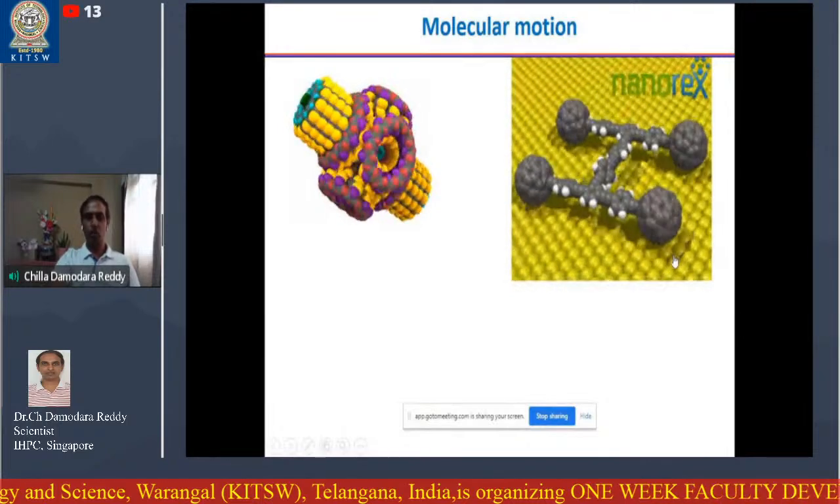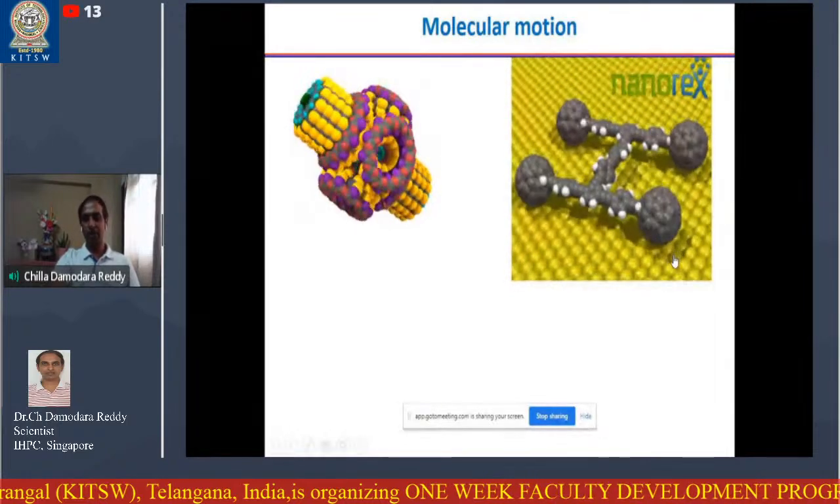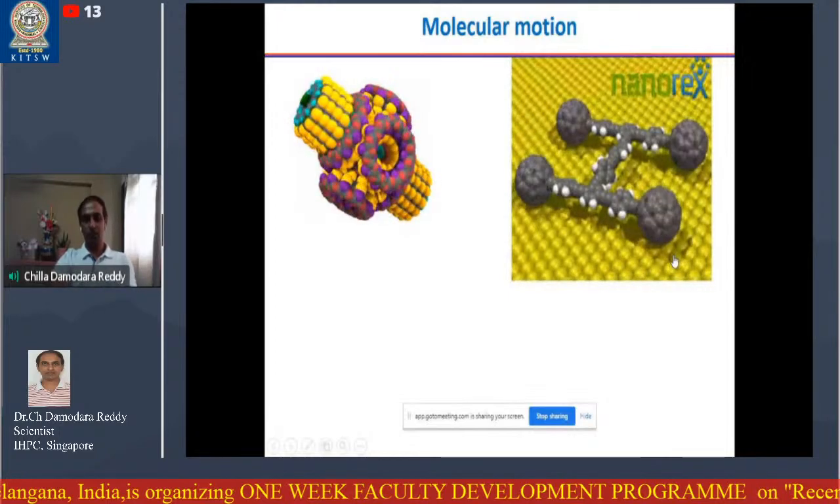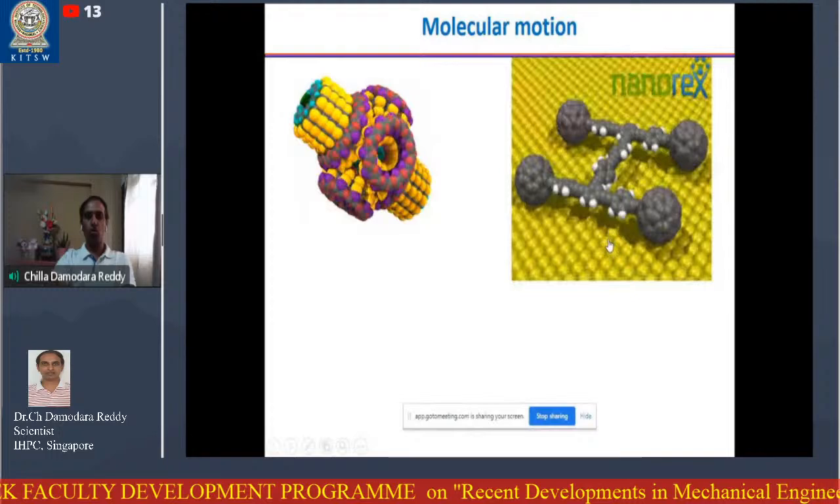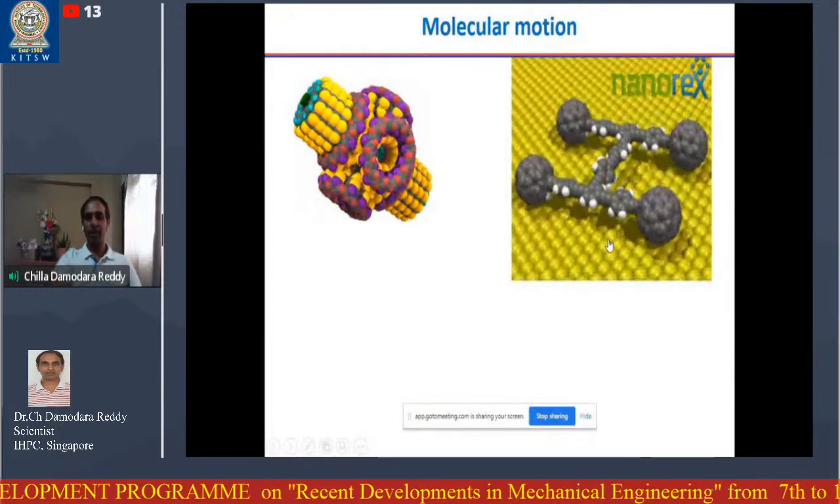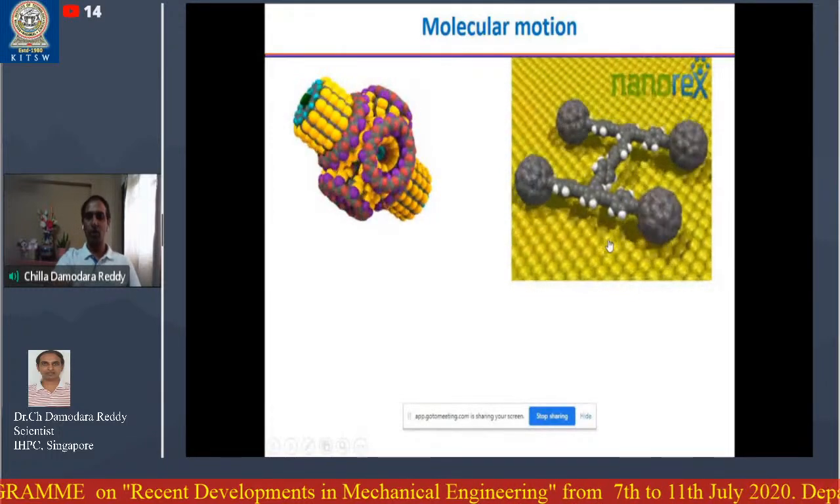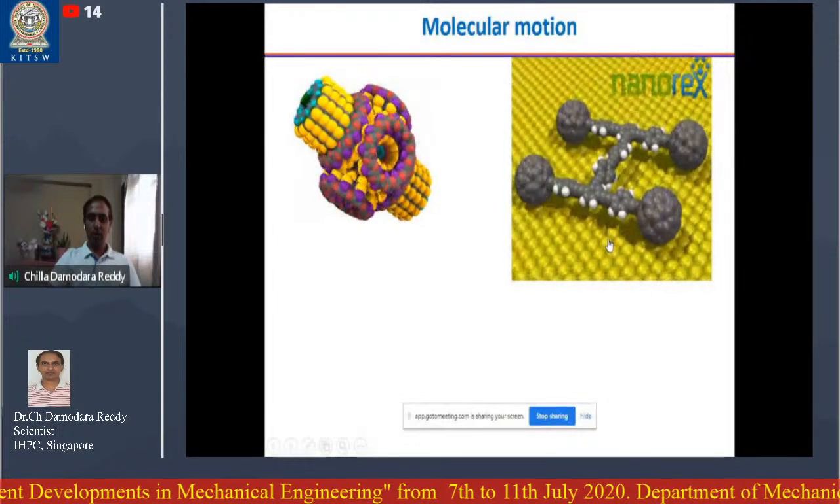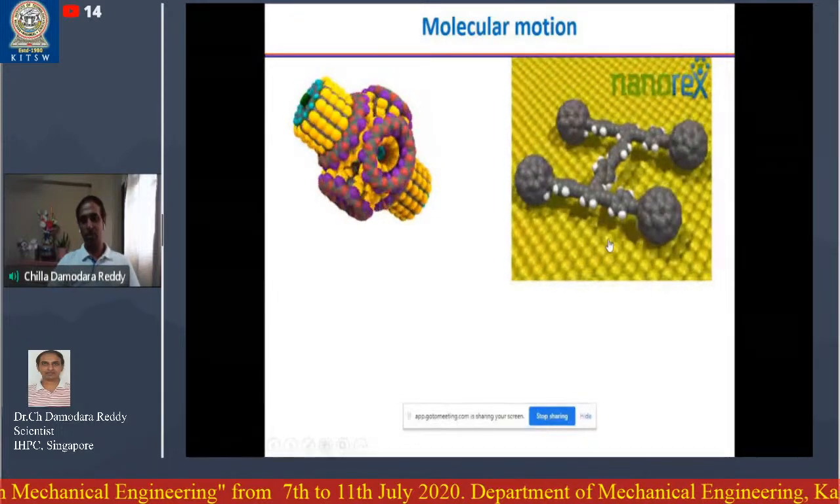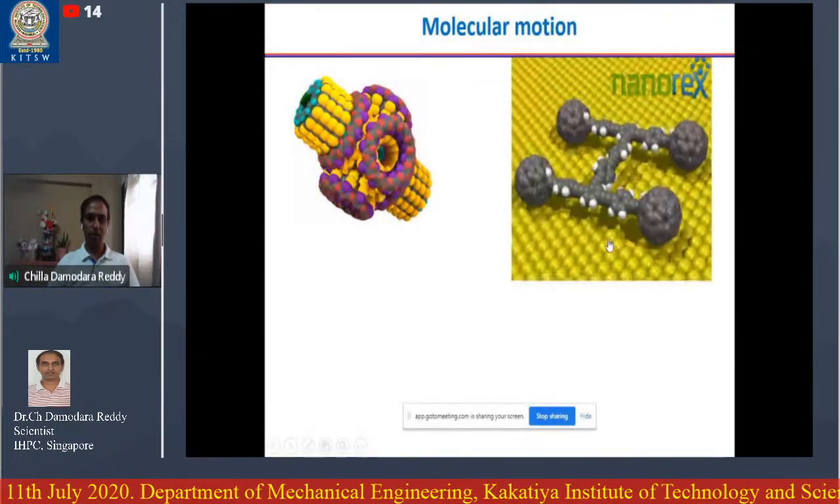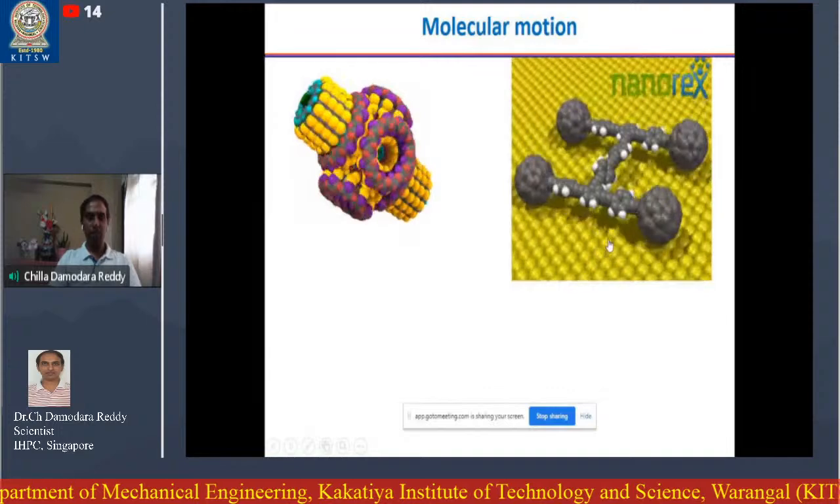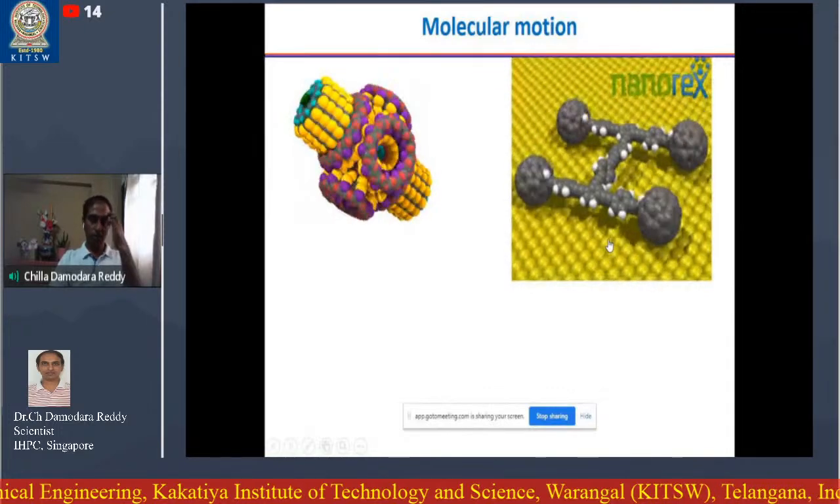Suppose you want to repair some parts near the heart or somewhere else. Then you can send these nanorobots to the particular place, repair it, and release the drug in a controlled manner, instead of taking tablets or injections. Tablets and injections cause side effects, but the side effects can be minimized by doing this kind of thing.